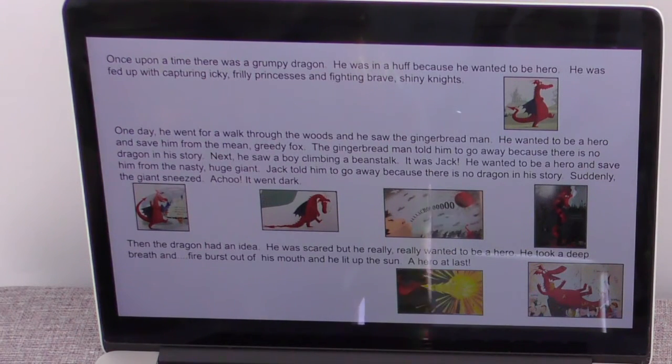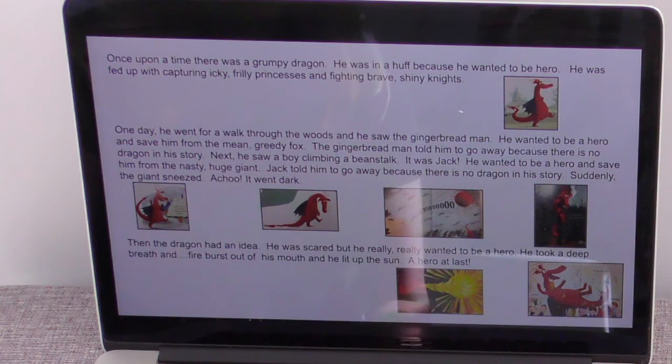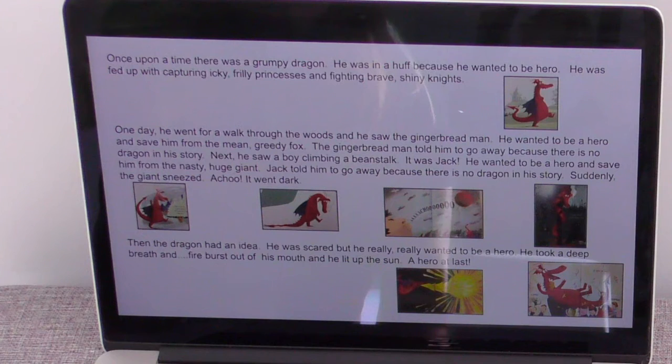So we're going to remind ourselves of the story that we're going to be writing at the end of the block. If you want to join in with the words, you can start to do that. Once upon a time, there was a grumpy dragon. He was in a huff because he wanted to be a hero. He was fed up with capturing icky, frilly princesses and fighting brave, shiny knights.